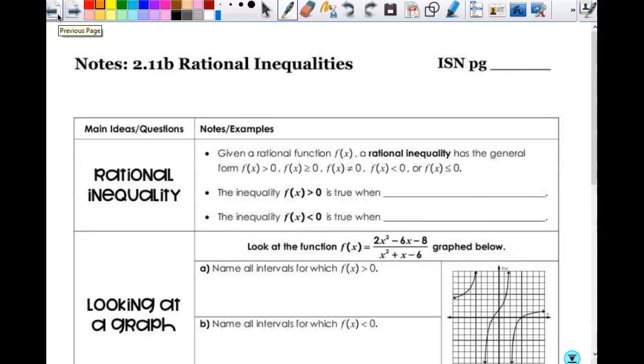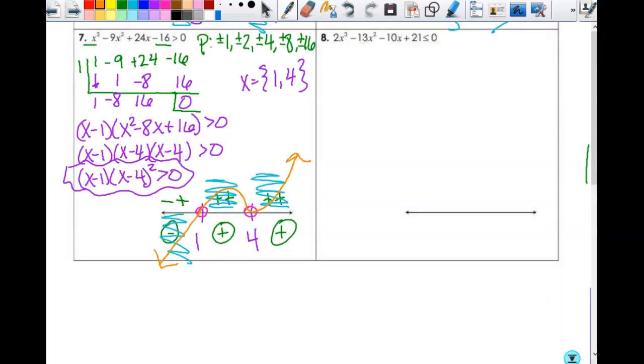Oh, did I not answer the question? I didn't answer the question, did I? Thank you. I didn't answer the question. I was so excited about my graph. Thank you. We are looking for the positive, so yes. Then it's going to be, and this is an important one to talk about too, I'm going from 1 to 4. Do I include them? No, because it's open. And then I go from 4 to infinity.